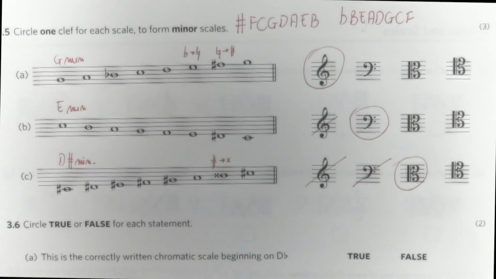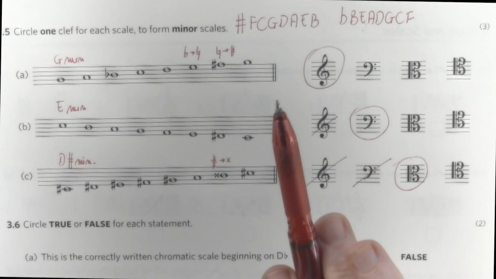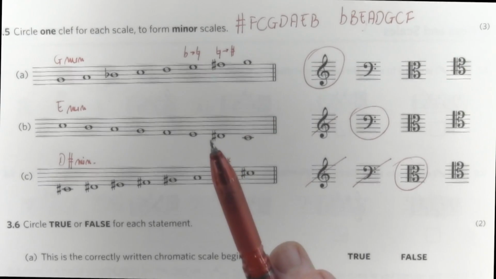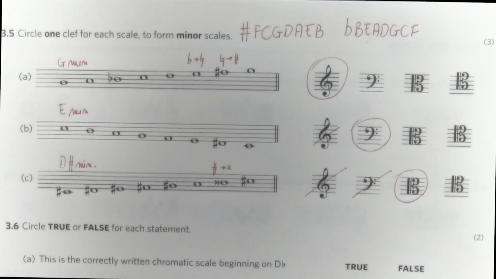I hope this makes sense. This is the only way and the safest way: if you write the order of sharps and flats, but you need to be familiar with the minor scales as well, so do go and revise them using my cheat sheet.